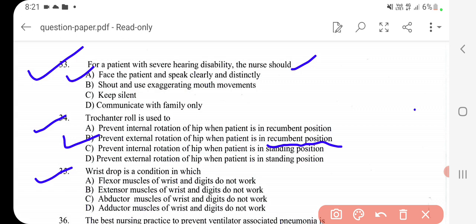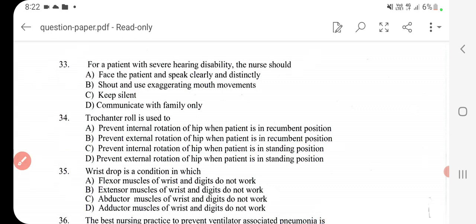Next, question 35. Wrist drop is a condition in which: A, flexor muscles of wrist and digits do not work; B, extensor muscles of wrist and digits do not work; C, abductor muscles of wrist and digits do not work; and D, adductor muscles of wrist and digits do not work. So wrist drop is a condition in which the extensor muscles of the wrist and digits do not work. So option B is the correct answer.